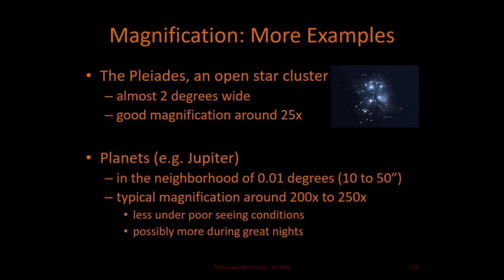Planets, as I alluded to earlier, like Jupiter, are really small, so they benefit from a lot of magnification. They're in the neighborhood of 0.01 degrees, or 10 to 50 seconds. That's a fraction of a degree. Typical magnification for Jupiter that is a good trade-off between size, details, brightness, and all of that is about 200 to 250x. Again, it depends on the seeing conditions and transparency. If you zoom in that far, is the atmosphere stable enough to give you a pleasing view?